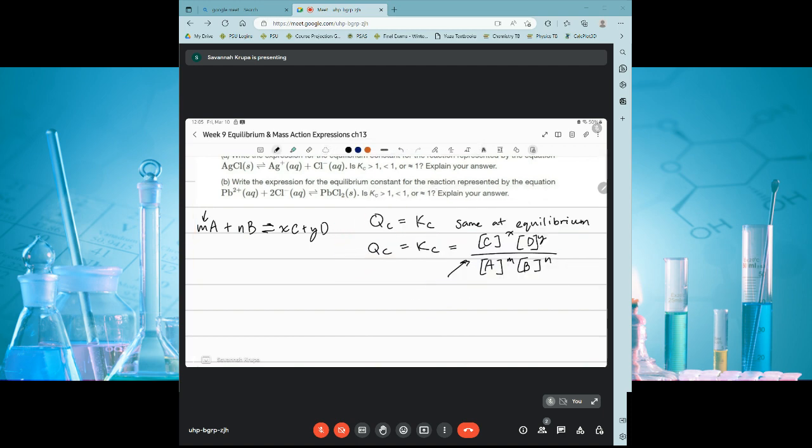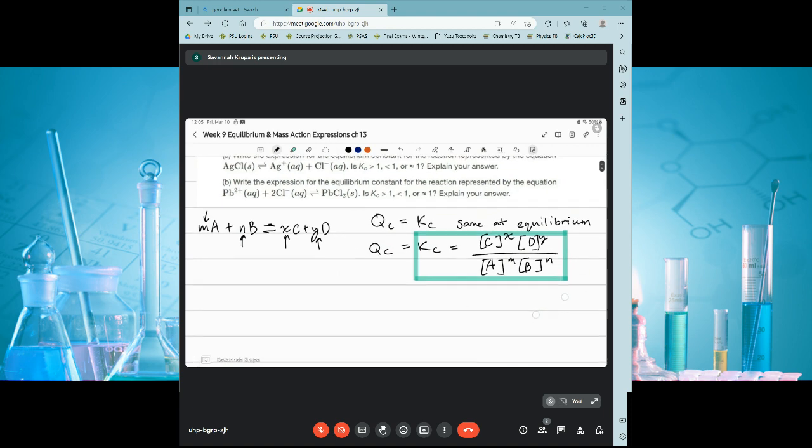And so like I was saying before, the m and the n and the x and the y are just coefficients. So when we are using this equation right here, these will be the exponents to the molarities of all of the reactants and product values. And so when you multiply it out, then you will get the equilibrium constant.